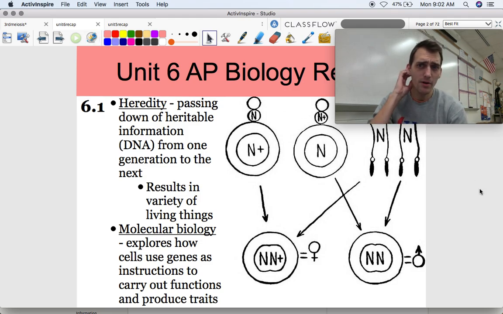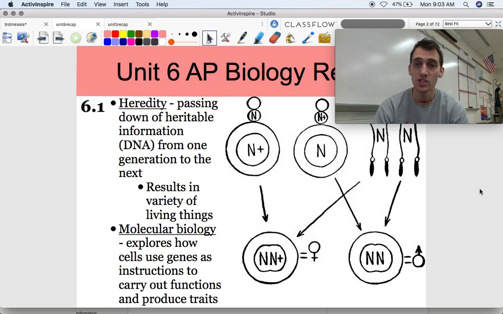6.1 is kind of a review of 1.6, in my opinion. It's about DNA and RNA structure, the differences between them in terms of their nucleotides, in terms of their overall shape, and in terms of their function, kind of. But anyway, this is a continuation of genetics in a way. This is a field of biology that's called molecular biology, and I defined it down there. It explores how cells use genes as instructions to carry out functions and produce traits.